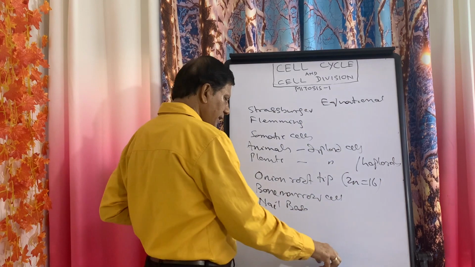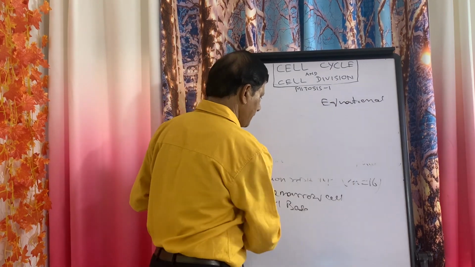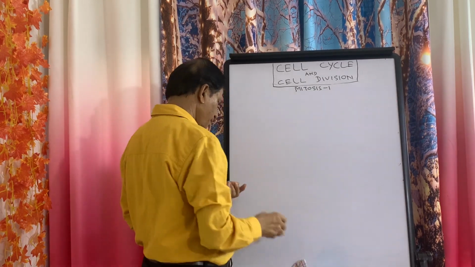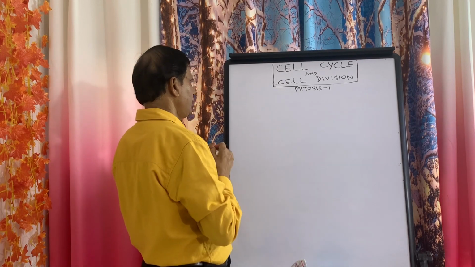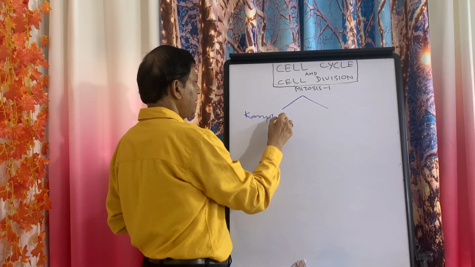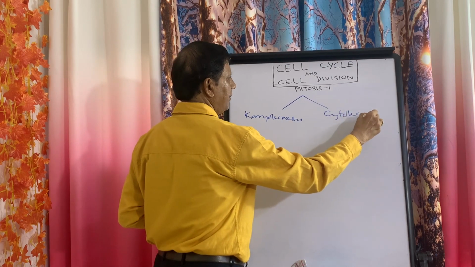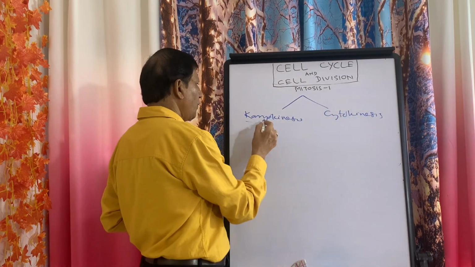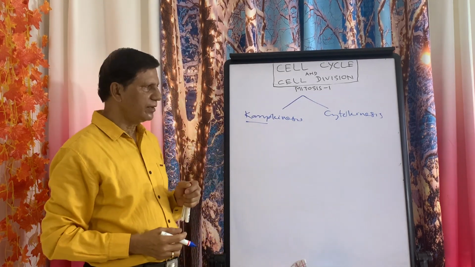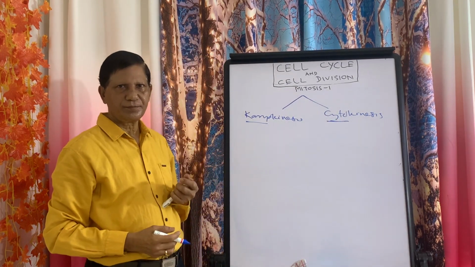Now mitosis can be discussed under two separate headings. In the first step, the nucleus divides. That is known as karyokinesis, and the other is cytokinesis. Karyo, karyon, means nucleus. That means the nucleus will divide. Cytokinesis means the cytoplasm will divide.